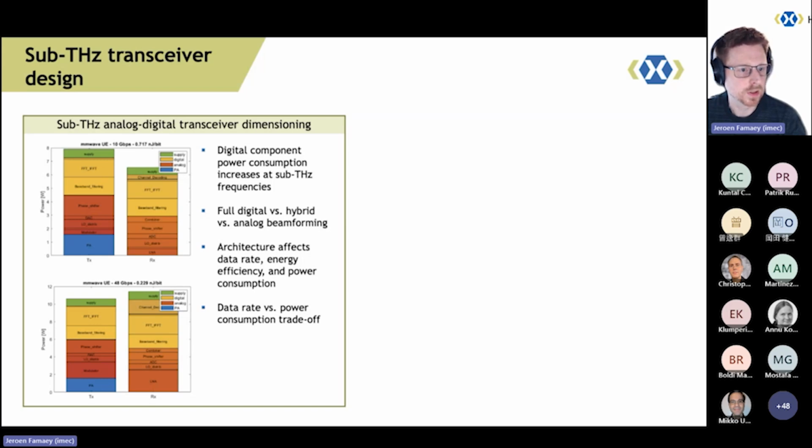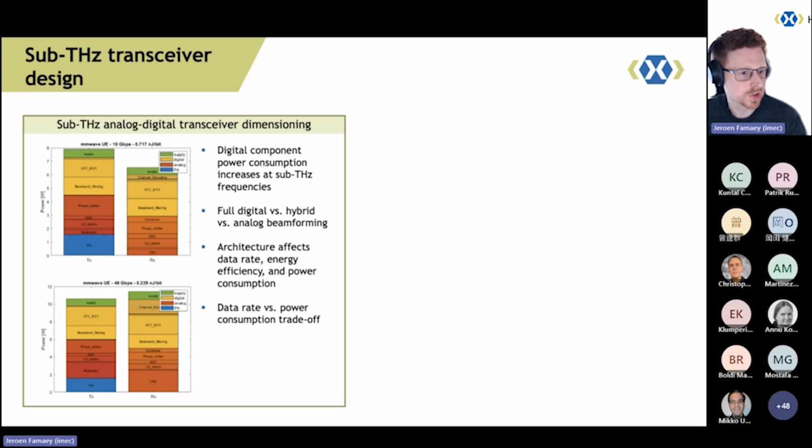In addition to modeling, we also looked at the dimensioning of the transceiver architecture, looking at the energy consumption of both analog and digital components, and this showed that at higher frequencies, especially sub-terahertz, the digital component power consumption will relatively increase. We studied different beamforming architectures, fully digital, hybrid, and fully analog, and also looked at the trade-off there between throughput or data rate, power consumption, and energy efficiency.